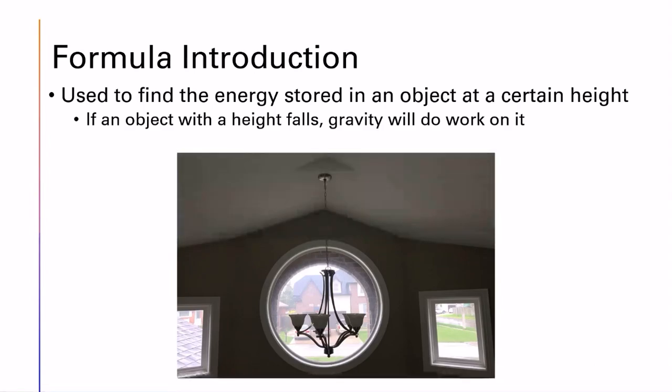Gravitational potential energy is used to find the energy stored in an object at a certain height. For example, if you take a look at the picture, my light has a height above the ground because it's dangling from the ceiling and is very heavy. But if my light were to fall, gravity will do work on it.